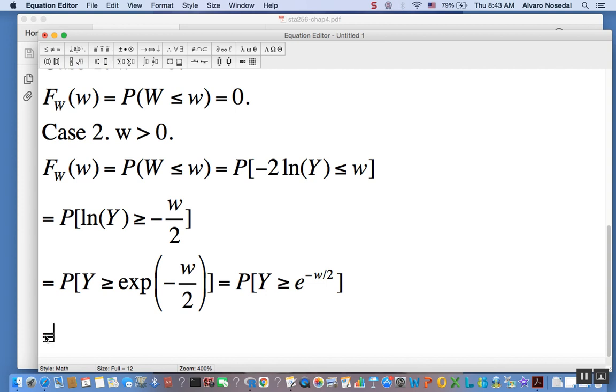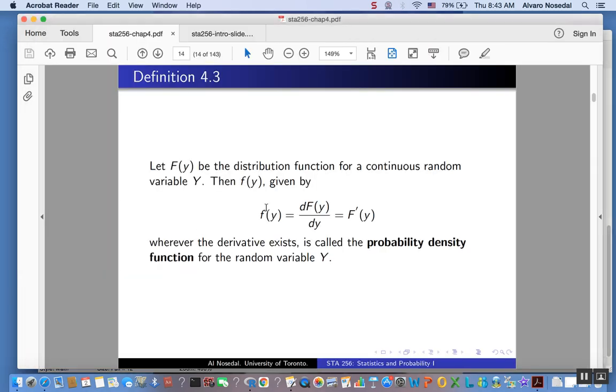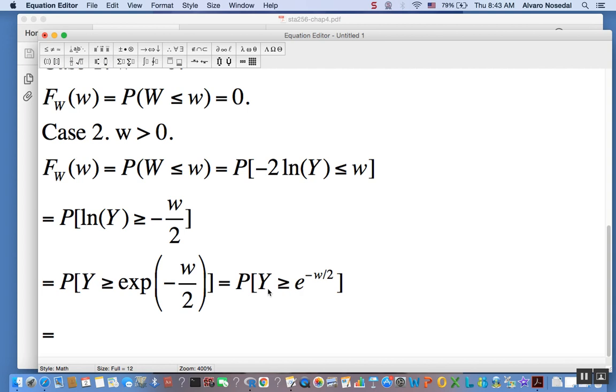Remember that it would be useful to have the CDF of the original random variable, right? Why? Because at some point we want to take the derivative of the CDF of W, and that is going to give us the PDF. But if we write that in terms of the CDF of Y and take the derivative, then we're going to have the PDF of Y, and we are going to be able to use that information.